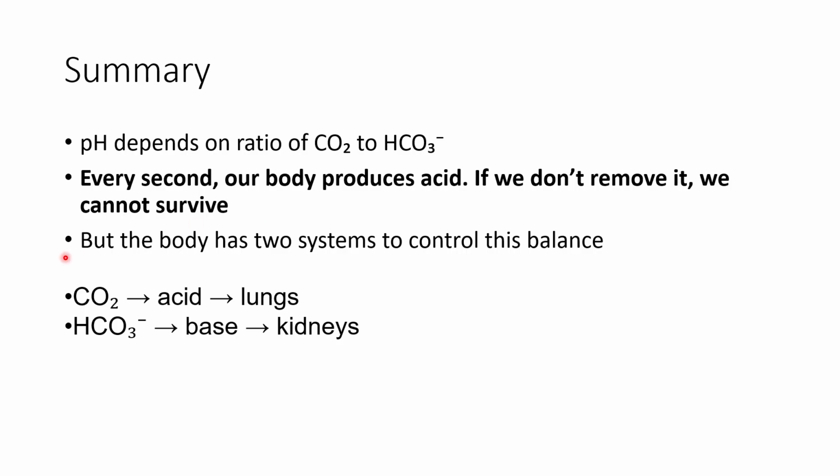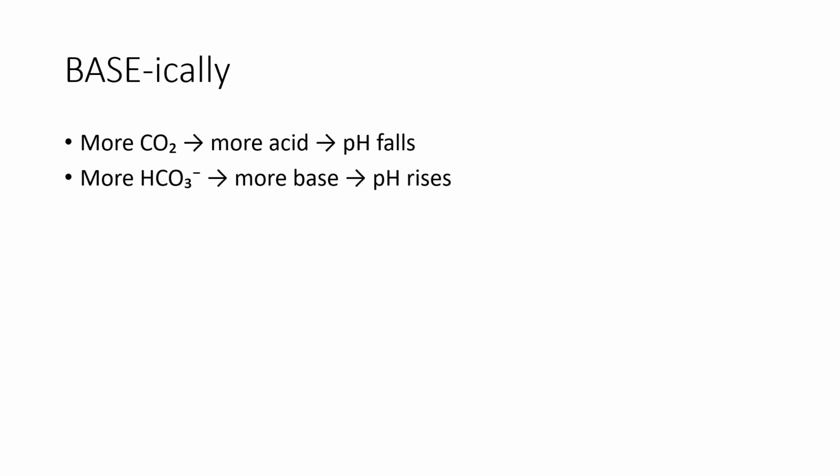The CO2 part, the acid part, is controlled by the lungs, and the bicarb part, the base, is controlled by the kidneys. So the concept is that if you have more CO2, this will lead to more acid generation, so pH will go down. If you have more bicarb, that will be more base, and the pH will rise.